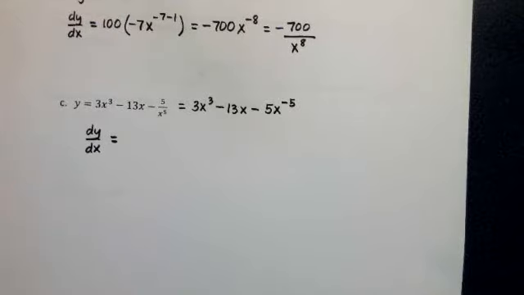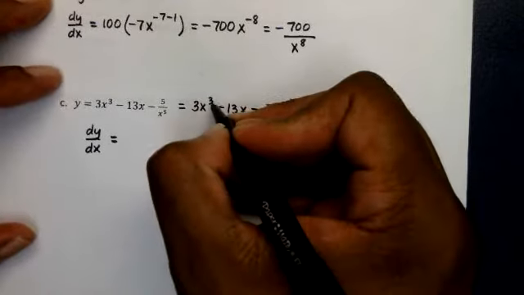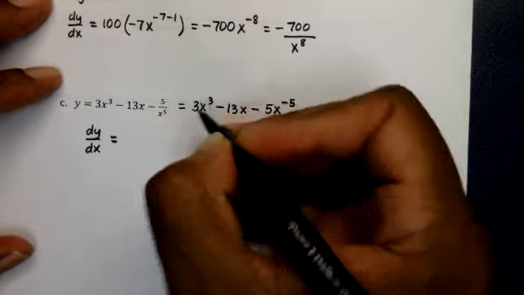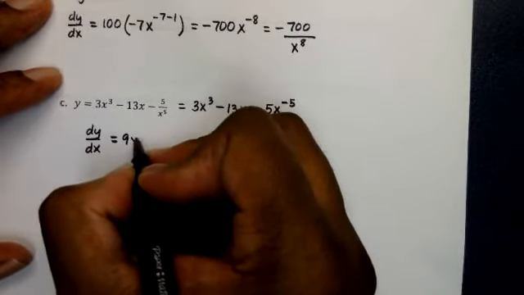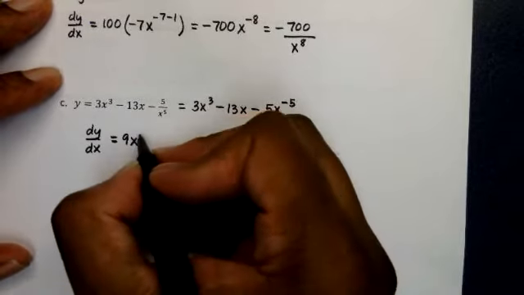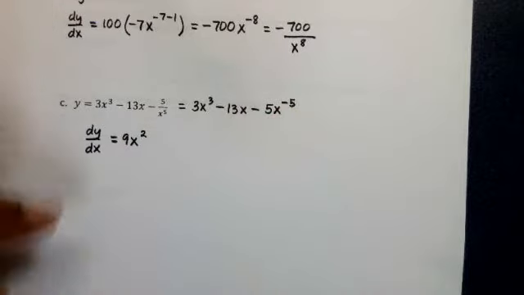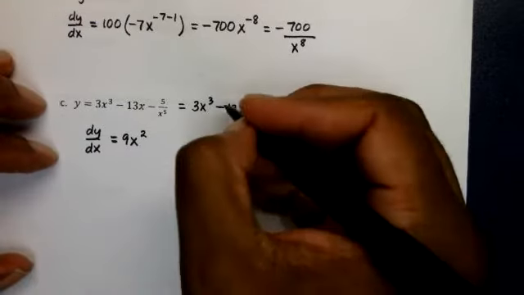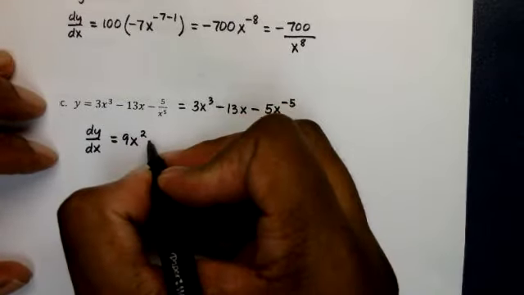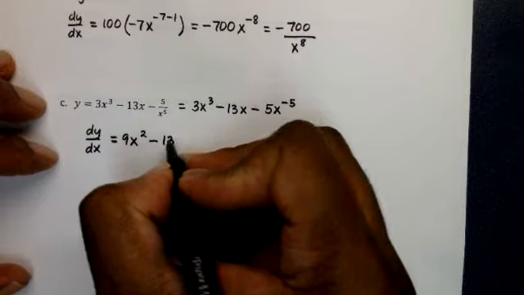Now dy dx, let's find the derivative of that. Take the exponent of 3 multiplied by the 3 in front, it'll be 9. Copy the x over to the 1 less power, that'll be squared, so it'll be 9x squared. Minus 13x, let's take the derivative of that, it'll be minus 13.